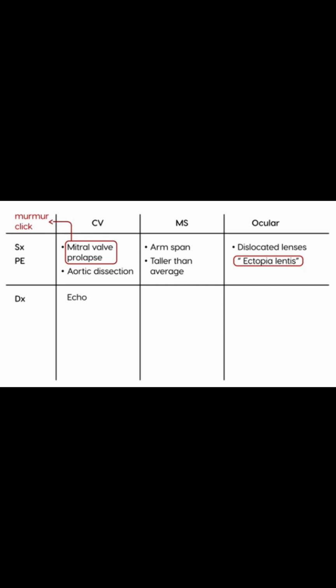For the cardiovascular system, you do an echocardiogram, and the echocardiogram will show you the mitral valve prolapse. For the musculoskeletal system, you will do x-rays of the skeletal system, the hand, the spine, because a lot of these patients can also have scoliosis. And then for the ocular diagnosis, you would do something called a slit lamp exam, which helps you check for lens abnormalities. Okay, so those are the main players.